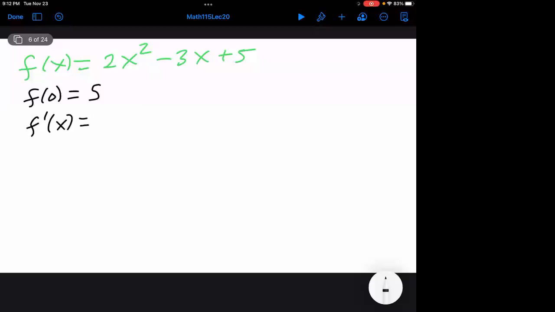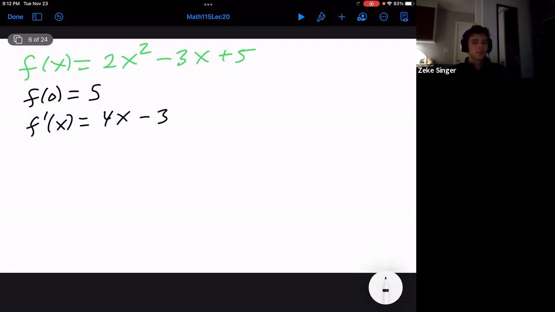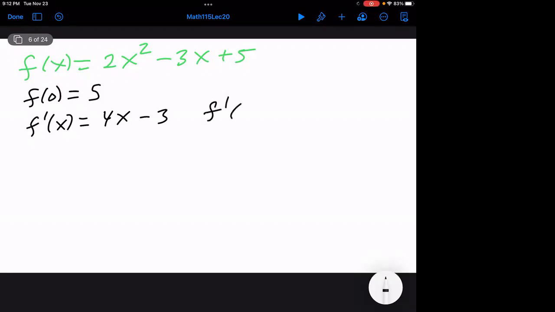So Cam, you do the first term. Oh, that'd be 4x. Simon, what's the next term? 3. And Zeke? Well, 0. And so what's f prime of 0? -3. And now let's look at f double prime of x.